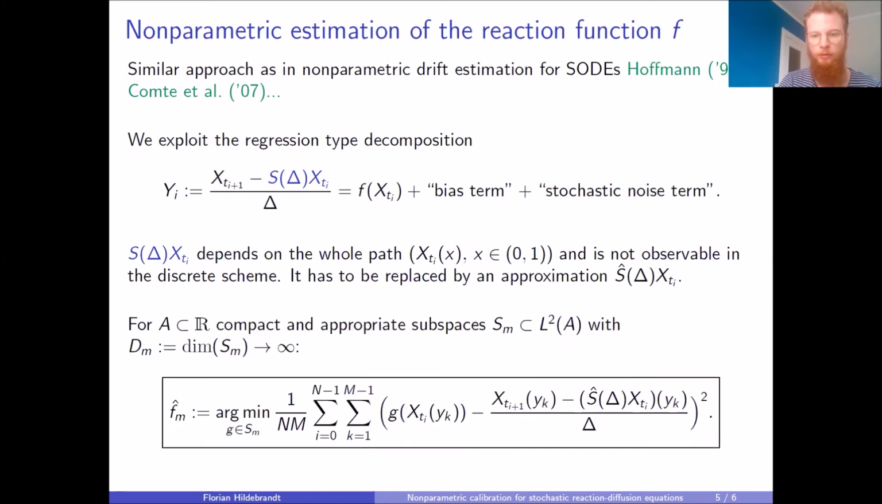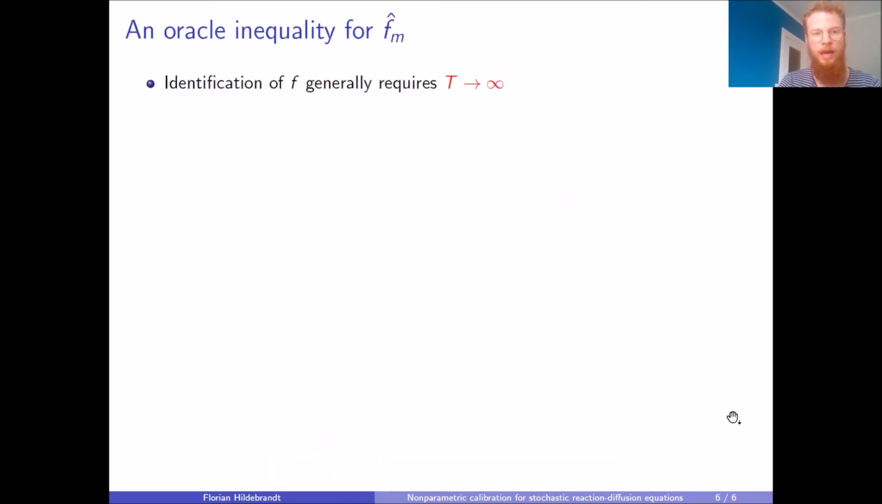So now we are ready to give the definition of our estimator. We're taking a look at some compact set A on which we want to estimate the function. We're considering an appropriate sequence of subspaces of L2 of A with growing dimension. And then the estimator for f is defined as the function in Sm that is the best fit to our regression type decomposition in the least squares sense. And for this estimator, we have derived an oracle inequality.